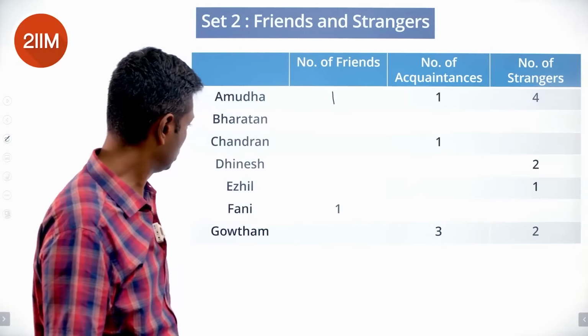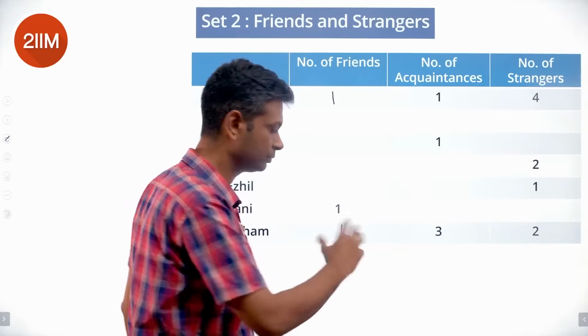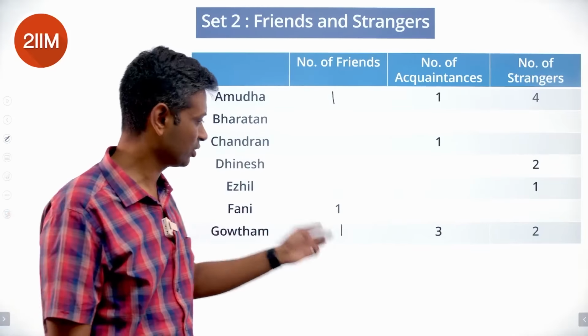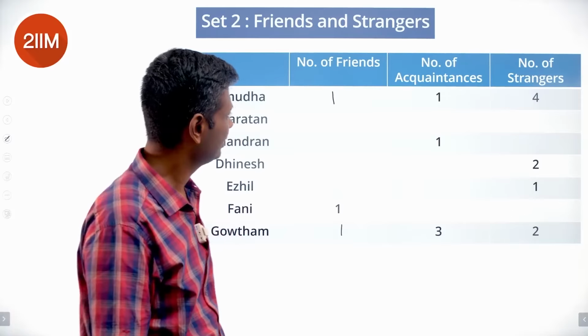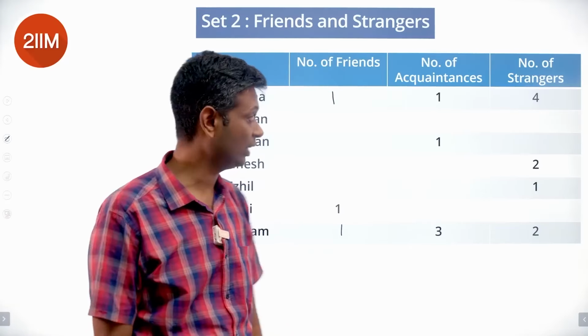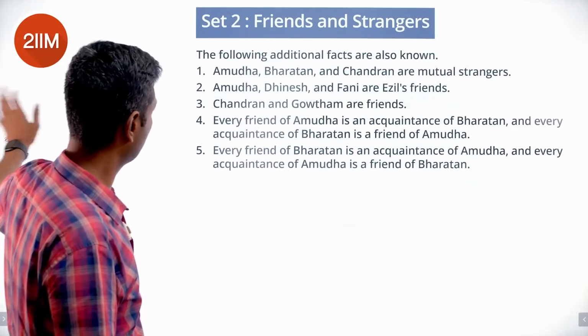Right. So this is 2, this is 3, this should be 1. Gowtham has a relationship with 6 people. 3 plus 2 is 5. This is 1, 6. The rest I don't think we can fill. Obviously, this is not the only piece of the jigsaw. There should be more that's available. Let's see what else is given.